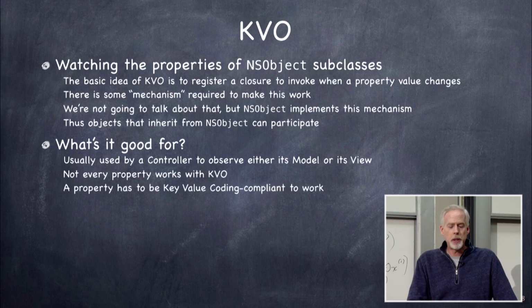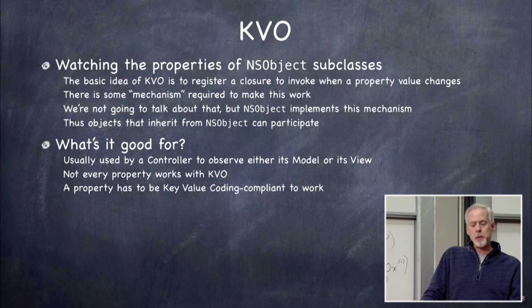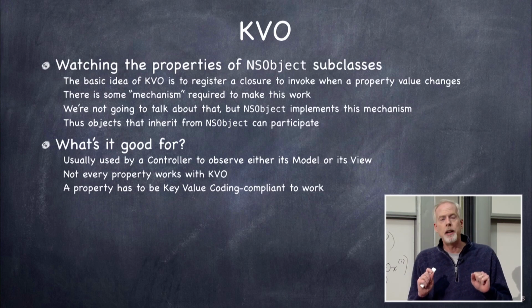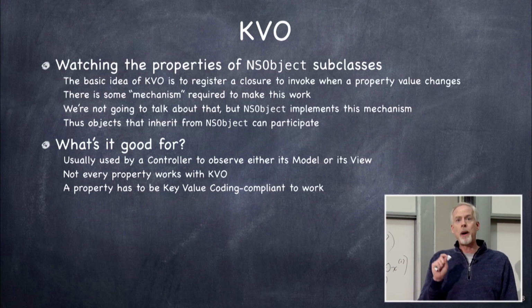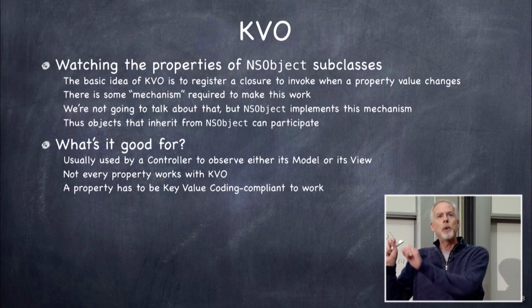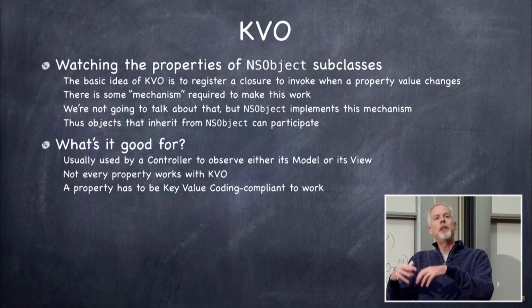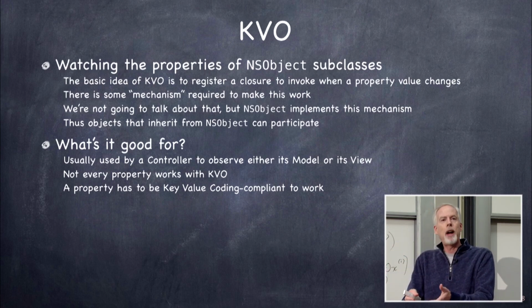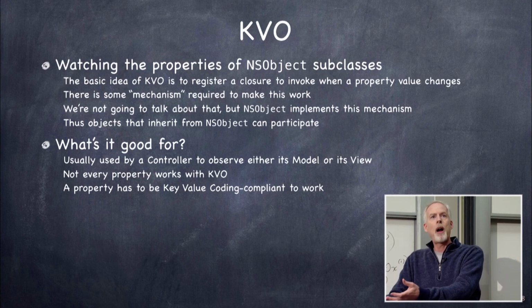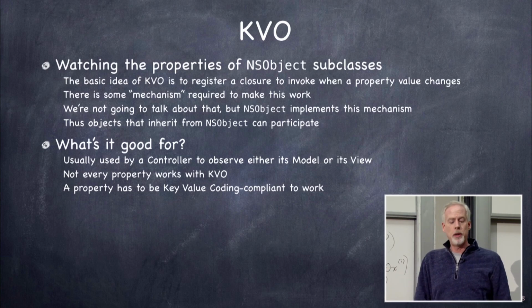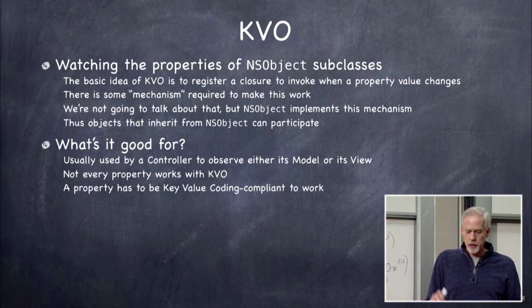Not every property works with KVO. As I said, that would be ridiculous. For a property to work with it, not only do you need the NSObject mechanism, but the property has to be what's called key value coding compliant. Now, what that means is that the property can be set by sending setValue forKey, where the key is the key path of that property, and valueForKey to get it. In other words, there are these functions, setValue forKey and valueForKey, that you can call to get the value of the property. Okay, that has to be possible on the object. That has to work if you want to do it, and that's called key value coding compliant. So the property has to be that way.